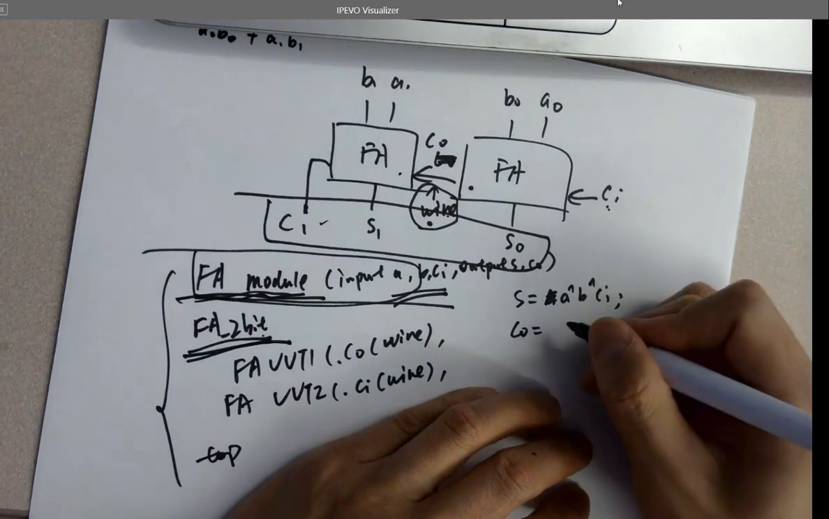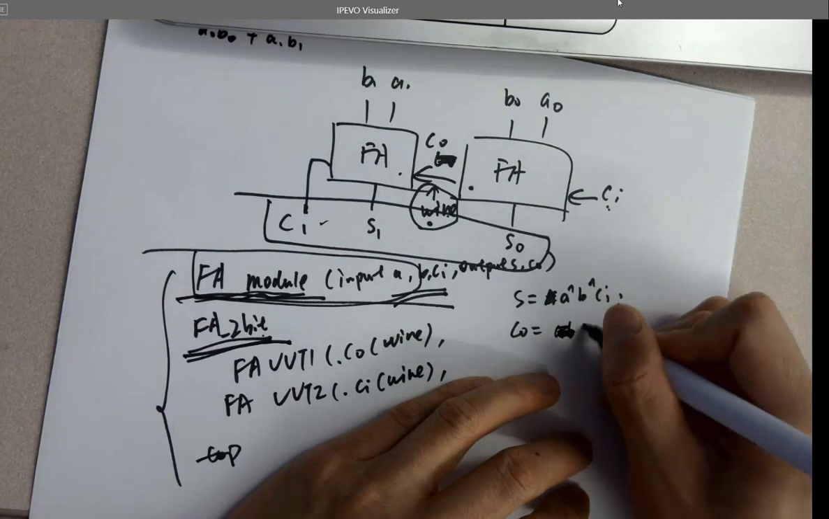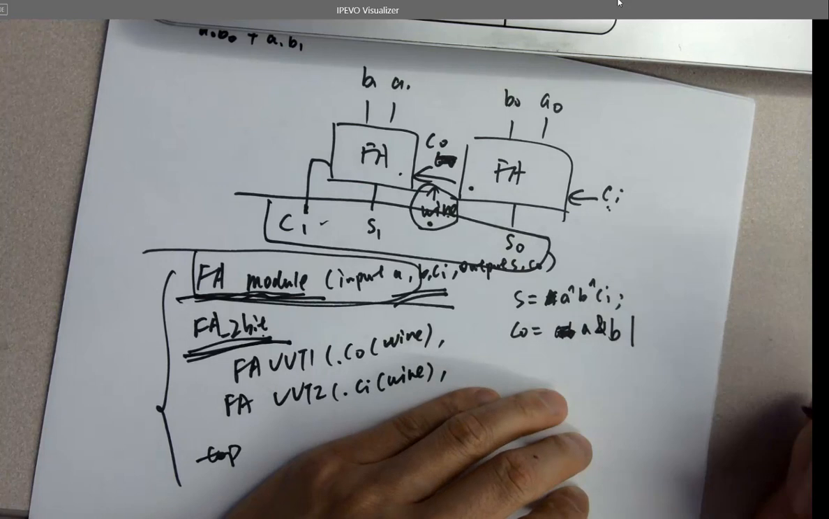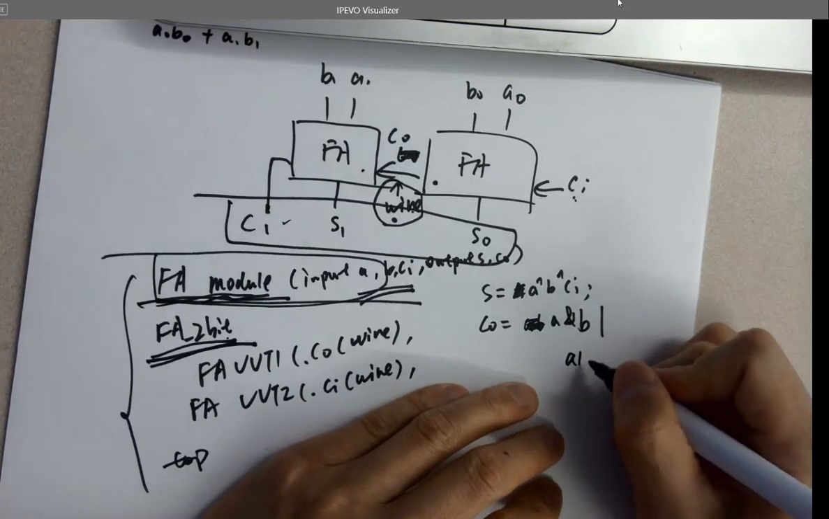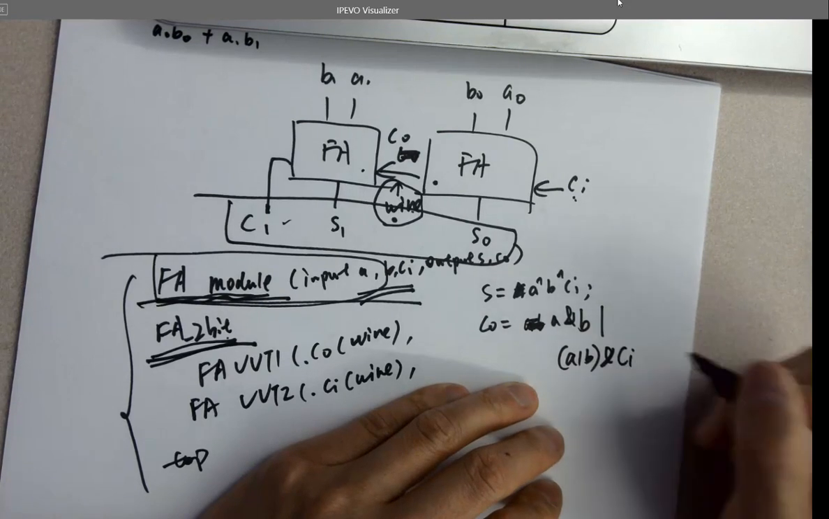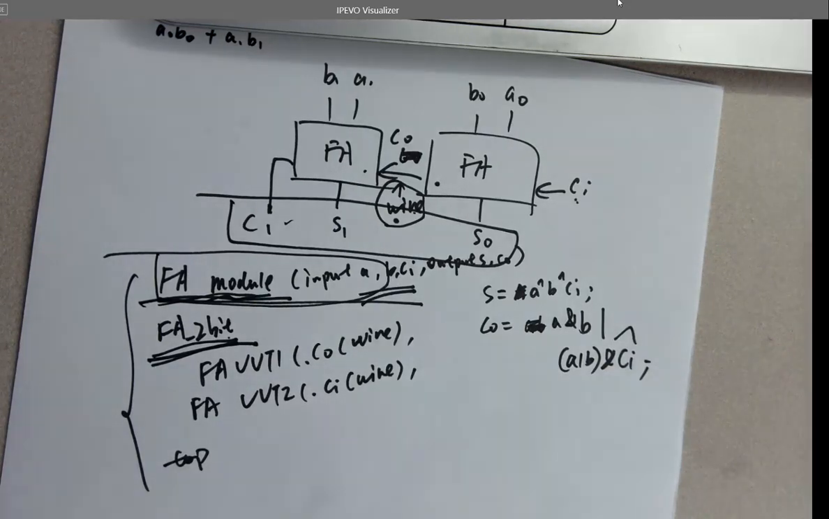we just put it on the paper this morning. I think it is A and B, sorry, A and B, or what? A or B, right? A or B and CI. Okay, so that's the logic. Yeah, that's it for FA, I think.